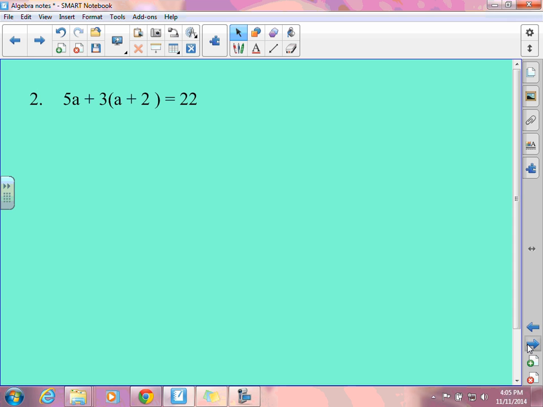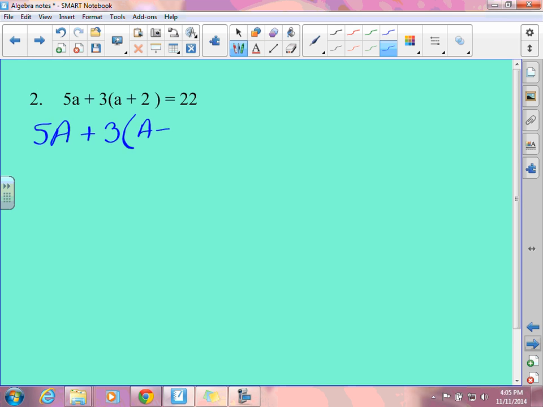In this problem, the first thing we're going to do is distribute. So I'm going to write 5A. Notice I have a capital A. I find it might be a little bit easier. So if you want to go ahead and rewrite it with a capital A, go ahead and do so. You don't have to, but it might help. I'm going to distribute. So 5A plus 3A plus 6. Again, what you do to one friend, you must do to the other with that plus sign in between. And that equals 22. Okay.